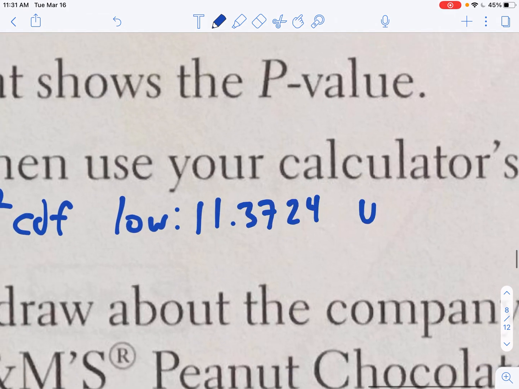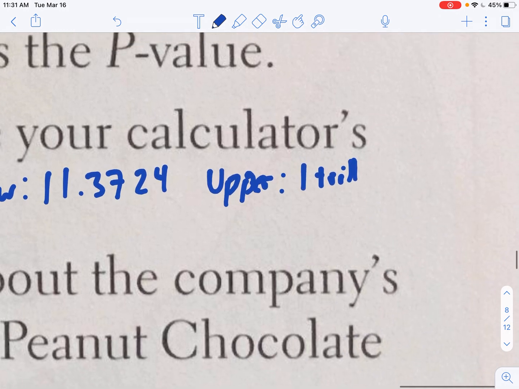And then I'm going to make my upper limit a huge number. I honestly think I did 1 trillion. And then for degrees of freedom, I've got 5 degrees of freedom here. I'm going to hit paste. Once I fix a couple things here, I'm going to paste it into my calculator.